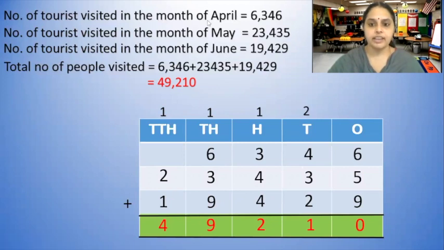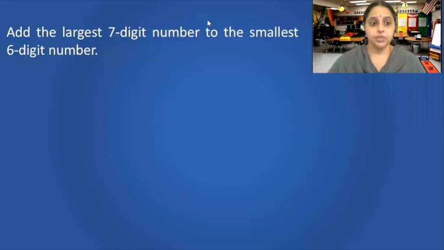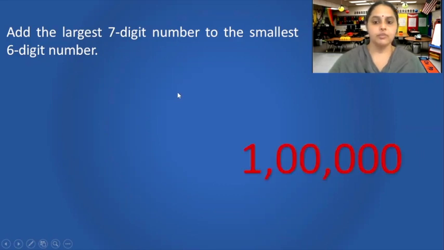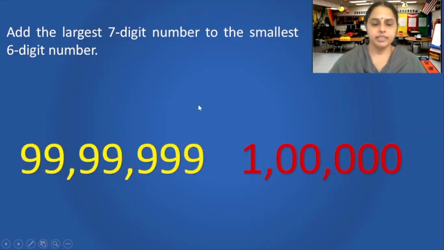Okay. So let's see another example also. So here is the next example. Add the largest 7-digit number to the smallest 6-digit number. So what are we going to do? We are going to add the smallest 6-digit number. What is the smallest 6-digit number? 1 lakh. And what is the greatest 7-digit number? 99 lakhs 99,999. So it is a very direct question, add.